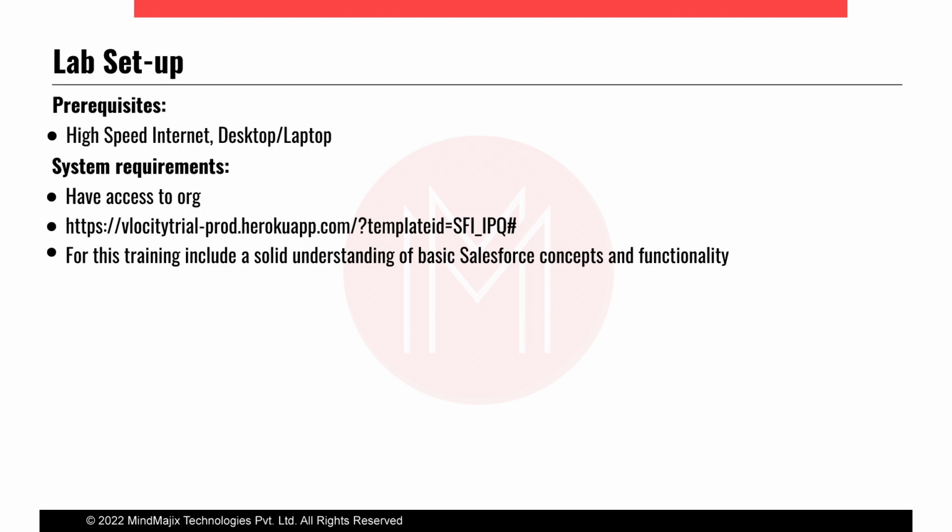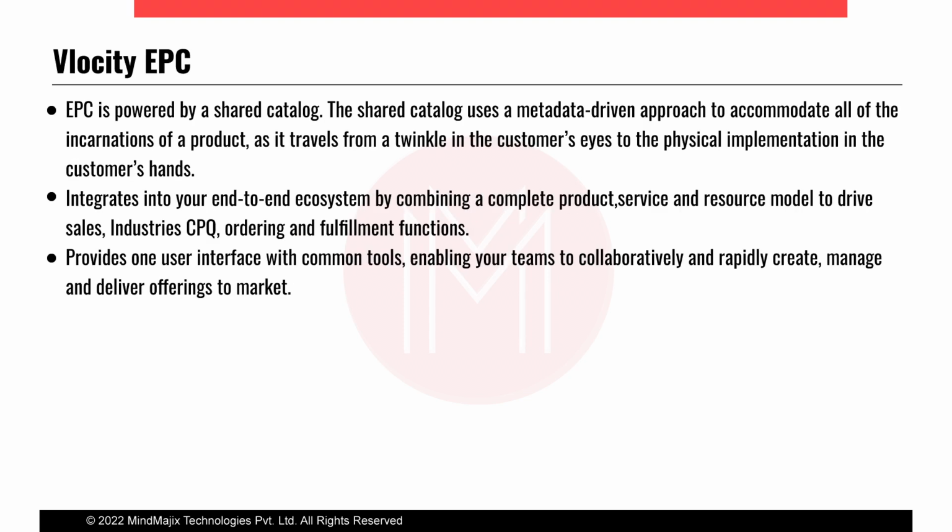The important prerequisite for this is that we need to have a basic understanding of Salesforce concepts and functionality. That is important. As I was talking about Velocity EPC, EPC is powered by a shared catalog. We'll understand what the shared catalog is, what its power is, and how we are going to deal with product creation on one page where we have everything placed. We have the products, pricing, attributes creation, pick lists, everything we are going to see in this.